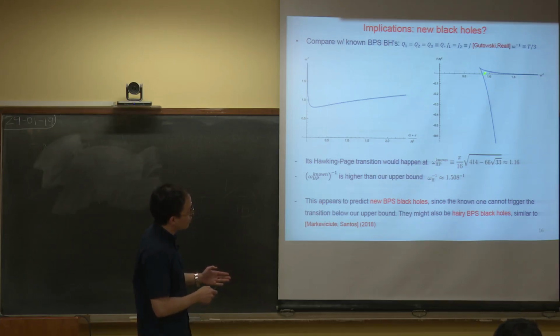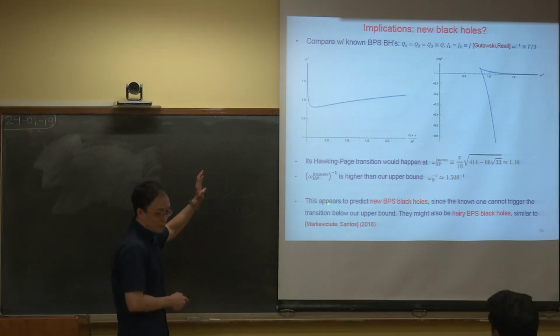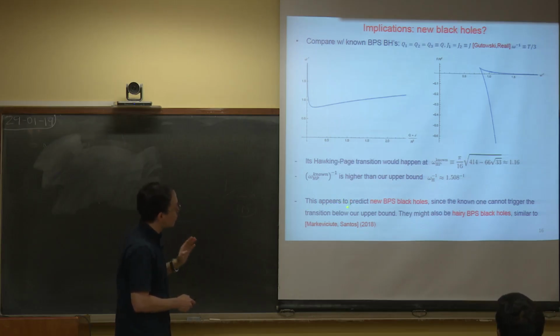So the inverse temperature for the changing sign of the known black hole's free energy is at this point. But the temperature, the inverse of this, turns out to be higher than the upper bound of the deconfinement transition that we have found, which would be a contradiction. Okay? There's no black hole which can cause the Hawking-Page transition below our upper bound. So unless the argument we have made has a loophole, this appears to make another prediction of new black hole-like saddle points, which should have lower Hawking-Page transition temperature and which should cause the transition below our upper bound, since the known black holes cannot do the job.